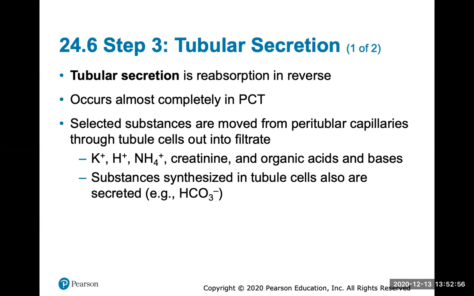So tubular secretion is reabsorption in reverse. Tubular secretion is movement back into the filtrate. So think of your blood capillaries secreting ions and electrolytes back into the filtrate. And secretion occurs almost completely in the proximal convoluted tubule. Selected substances will be moved from the peritubular capillaries through the tubule out into the filtrate, like potassium, hydrogen ions, ammonium, creatinine, and organic bases. Substances synthesized in the tubule cells will also be secreted, such as bicarbonate ion.